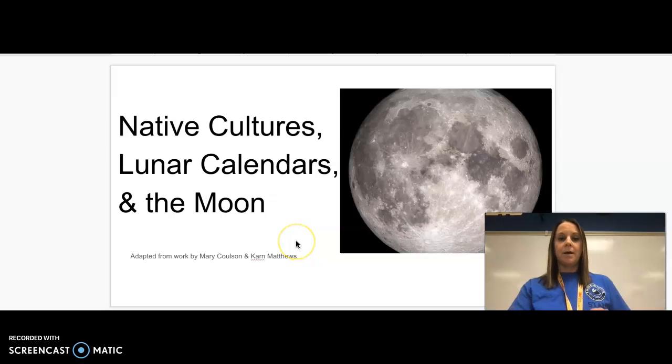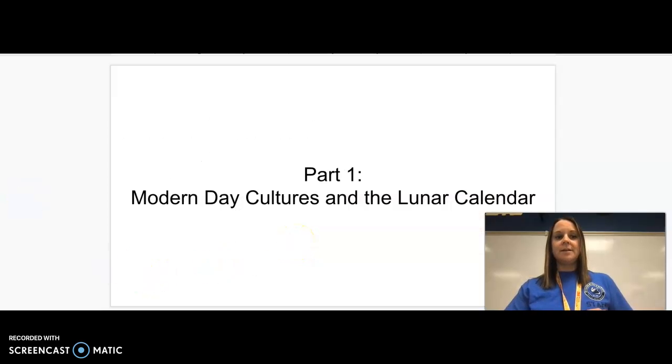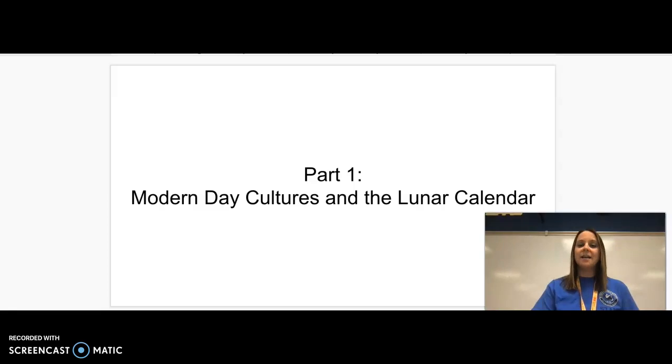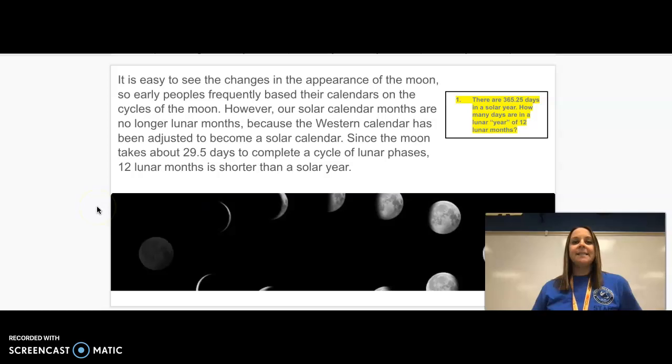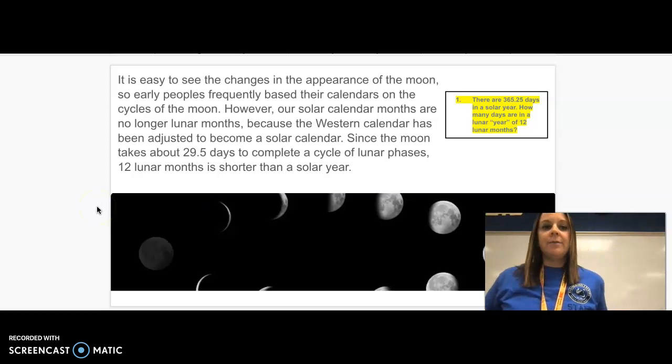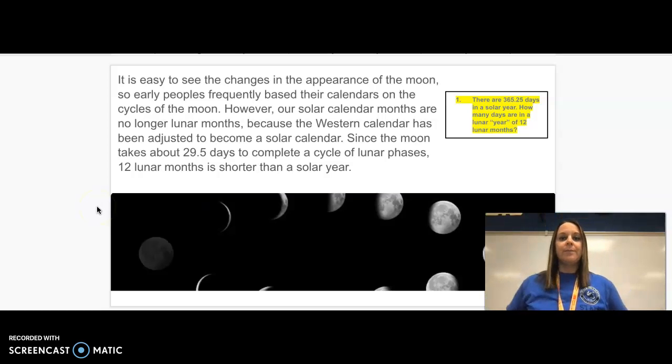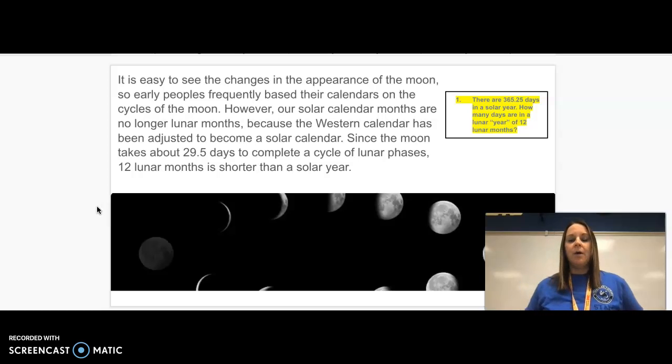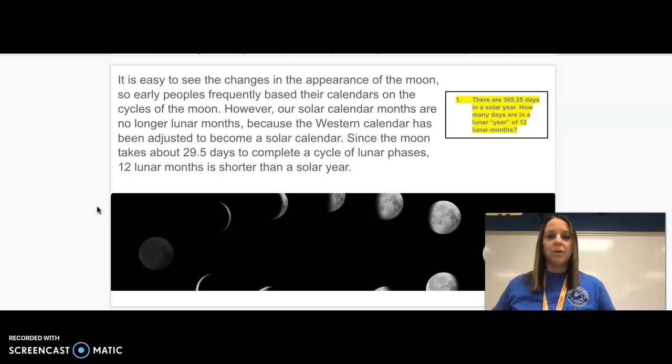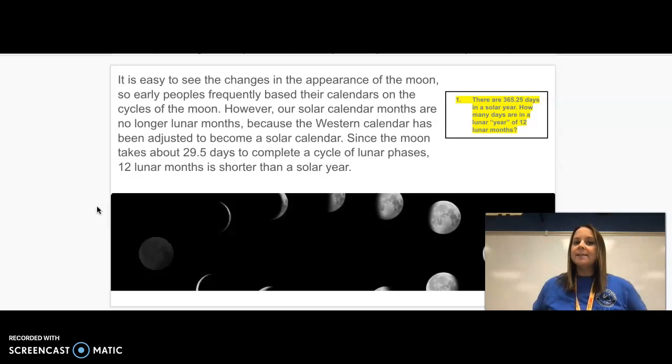All right, so the first one, part one, we're looking at modern day cultures and the lunar calendar. It is easy to see the changes in the appearance of the moon. So early people frequently base their calendars on the cycles of the moon. However, our solar calendar months are no longer lunar months, because the Western calendar has been adjusted to become a solar calendar. Since the moon takes about 29.5 days to complete a cycle of lunar phases, 12 lunar months is shorter than a solar year.